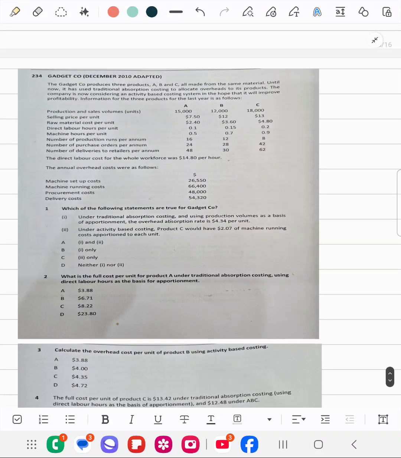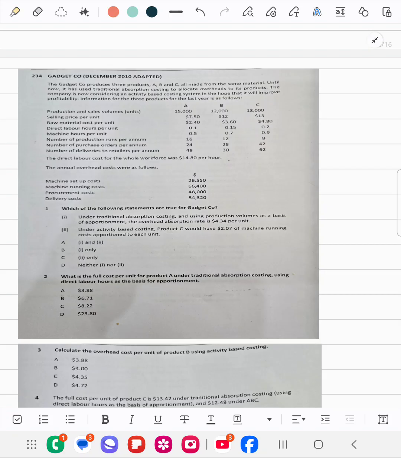Hello everyone. Let's start with another question of the Kaplan kit. It is a section B question, and the question is: Gadget Company. Gadget Company produces three products A, B, and C, all made from the same material.